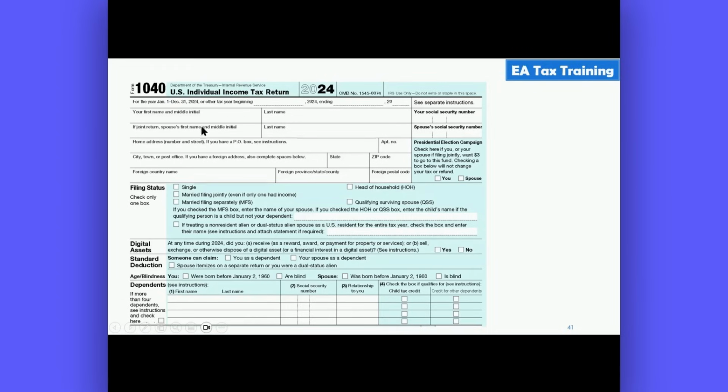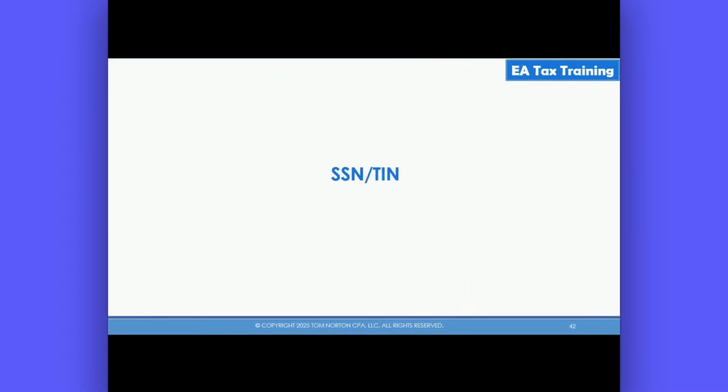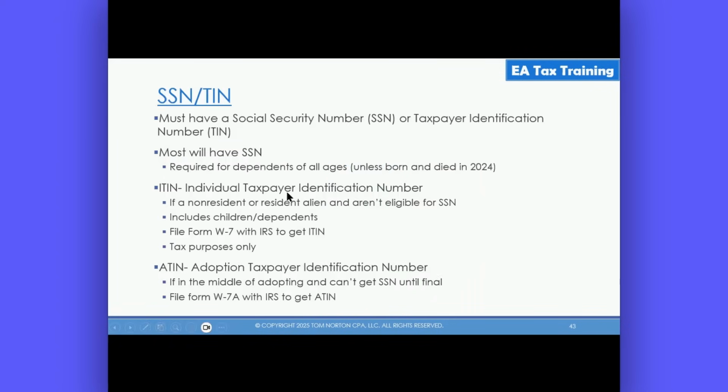So this is what we talk about when we're talking about the top section of the tax return, and now we're going to look at some of these things in more detail. So first, we're going to look at the social security number. So it's the SSN or the TIN. So everyone on the tax return has to have either a social security number or a taxpayer identification number known as a TIN. They have to have one or the other. The vast majority of people are going to have a social security number, so that's what you're going to have.